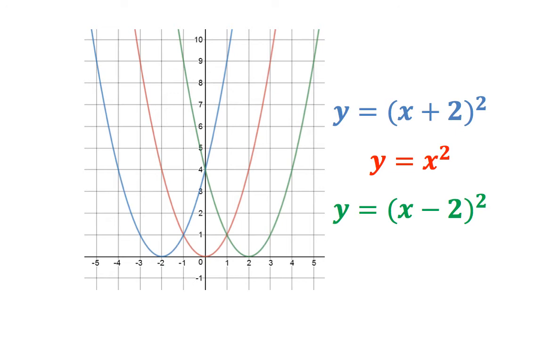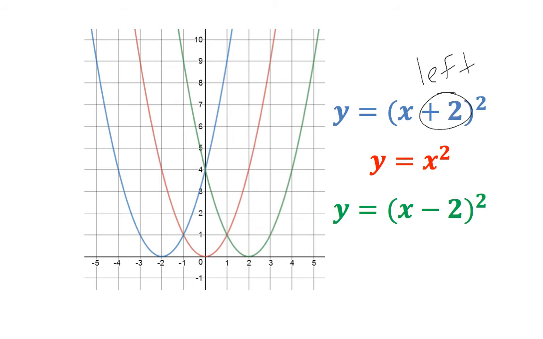Our base parabola of y equals x squared is shown in red, while our newly transformed parabola y equals bracket x plus 2 bracket squared is shown in blue. The value of h happens to be positive 2, which means it is being translated to the left by 2 units. Like I said, this is slightly counterintuitive.